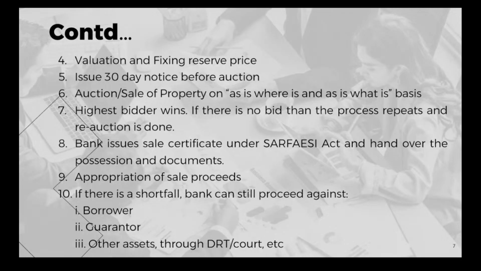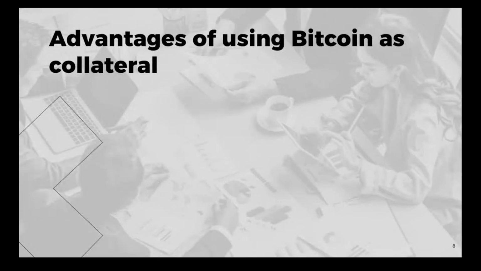Now we can go to the next slide, where we discuss the advantages of using Bitcoin as a collateral. I assume that everybody knows Bitcoin and its properties: limited supply, confirmation in 10 minutes, verifiability, and decentralization. So I will not discuss the properties of Bitcoin, but the advantages of using Bitcoin as a collateral: liquidity and speed of realization.